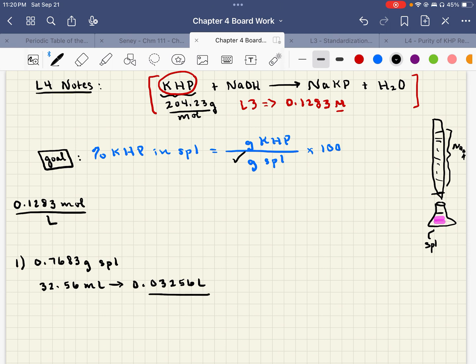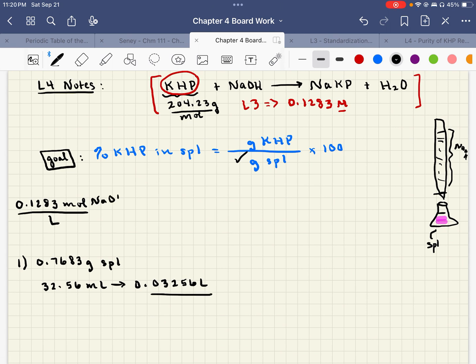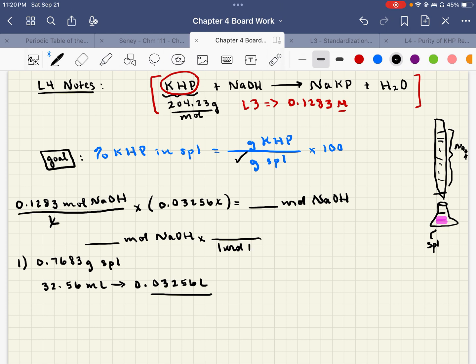So I'm going to take this volume right here to find out the number of moles of sodium hydroxide that were required to get to that pink end point. And I'm going to multiply the molarity by 0.03256 liters, and that's going to get me to moles of sodium hydroxide. So now that we have the moles of sodium hydroxide that were consumed, I'm going to bring them down here. So moles of sodium hydroxide. I can use the balanced chemical equation above, and note that for every 1 mole of sodium hydroxide that was consumed, 1 mole of KHP was consumed, as based on this above reaction up here.